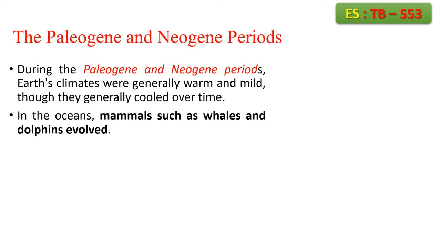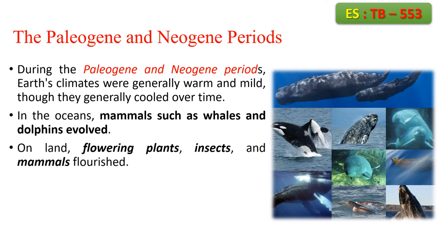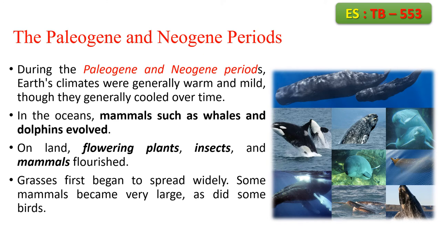In the oceans, mammals such as whales and dolphins evolved. Look at the diagram, you can see whales and dolphins in the Paleogene and Neogene periods. On land, flowering plants, insects, and mammals flourished. Grasses first began to spread widely. Some mammals became very large, as did some birds.